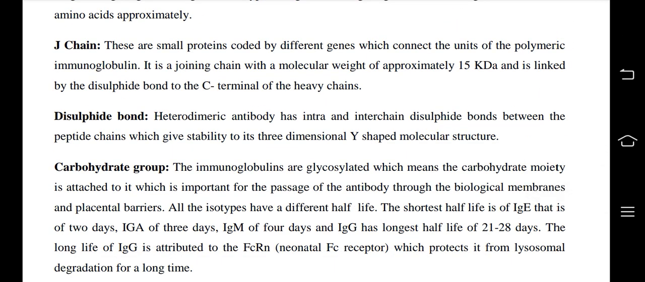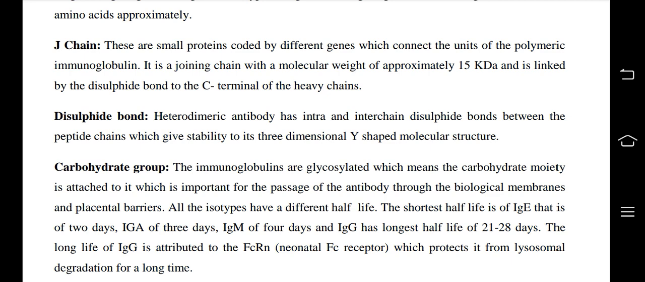Then J chain. These are small proteins coded by different genes which connect the units of the polymeric immunoglobulin. It is the joining chain with a molecular weight of approximately 15 kilodalton and is linked by the disulfide bond to the C terminal of the heavy chains.